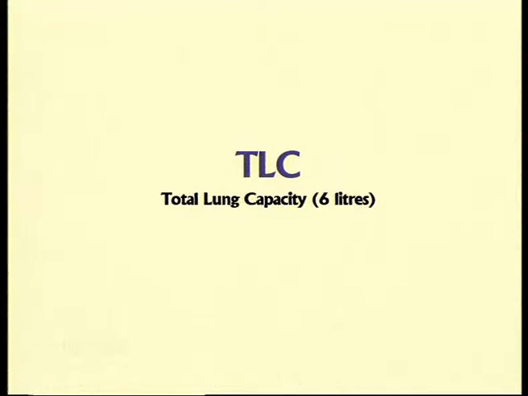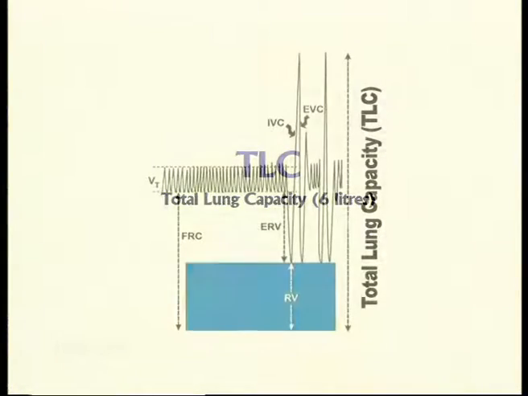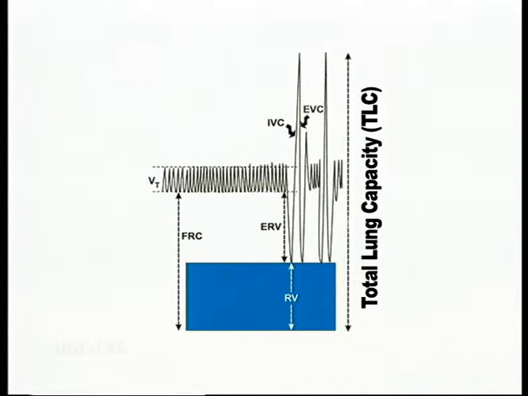If you join the 500 ml TV that you inhale normally, plus the IRV you can inhale forcefully, plus the FRC which is normally present in the lungs, TV 500 ml plus IRV 3000 ml plus FRC 2300 ml, it is 5800 ml or about 6 liters. Six liters, or 5800 ml, is the total and maximum air that can be filled in both the lungs of an adult person. It is called TLC, total lung capacity.